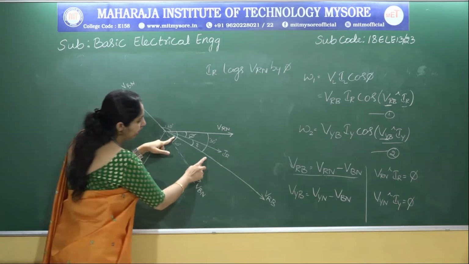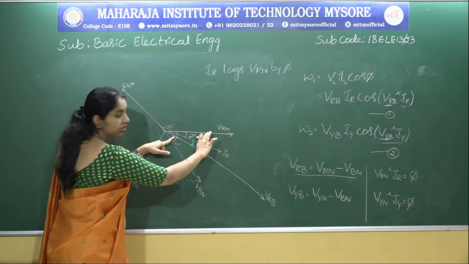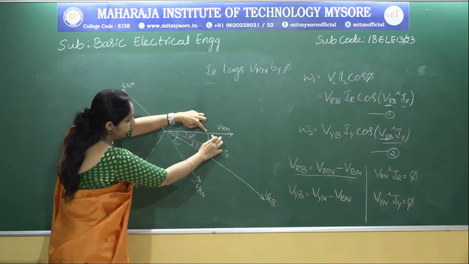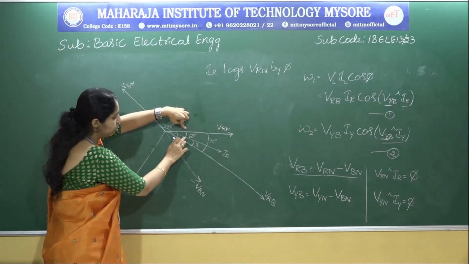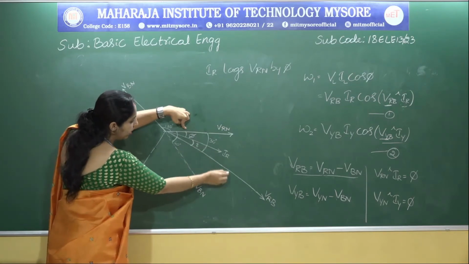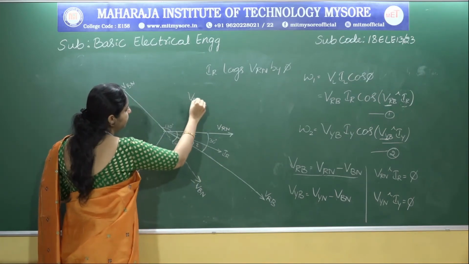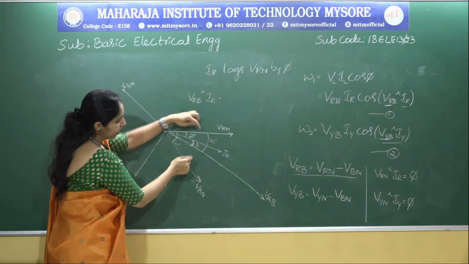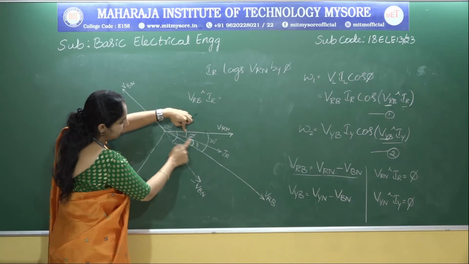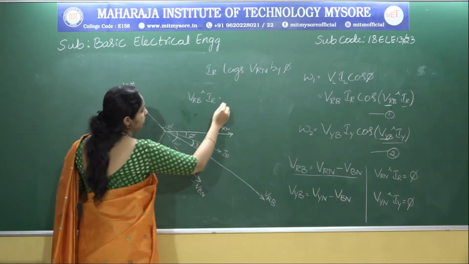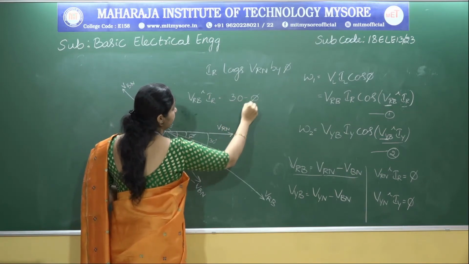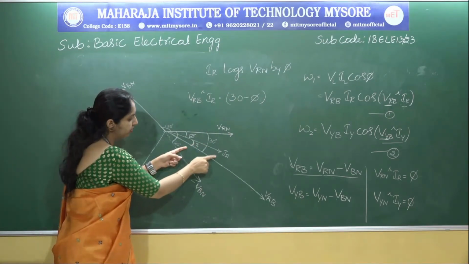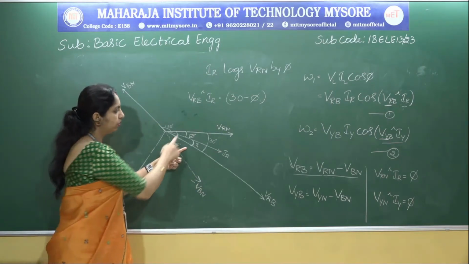Now what is the angle difference between IR and VRB? This angle difference between VRN and VRB is 30 degree, and the angle difference between VRN and IR is phi, which we have just assumed. So remember, the angle difference between VRB and IR is equal to 30 minus phi. This 30 degree minus phi is nothing but the angle difference between IR and VRB. Right? So I hope this part is clear.